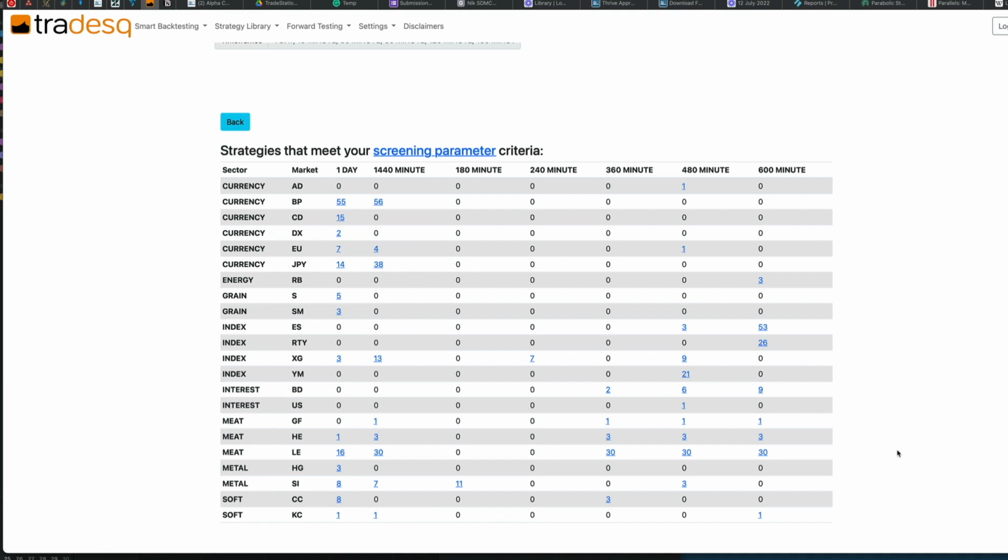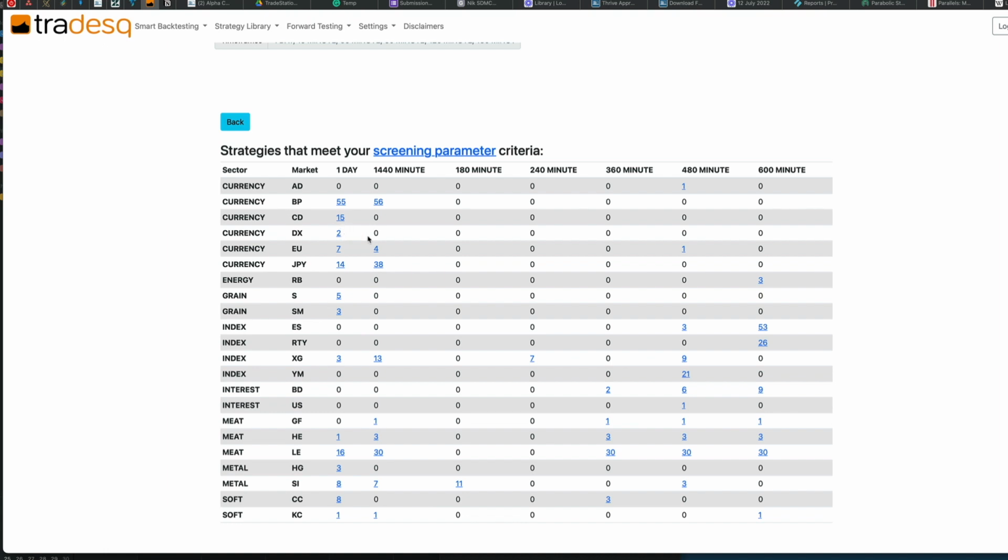And think about what we just did. We had Tradesq take our trading idea and then test it across many different markets and many different time frames. And what it's going to do is build this table for you. So across the top, we can see which sector we're looking at, which market, and then of course all of the different time frames. Going down the left-hand side, we can see several different markets popping up here, and then across the top, all of these time frames. Now, each of these has numbers like 55, here's 56, here's a 15.